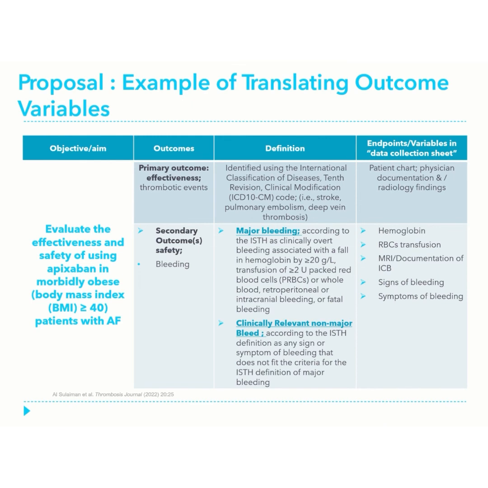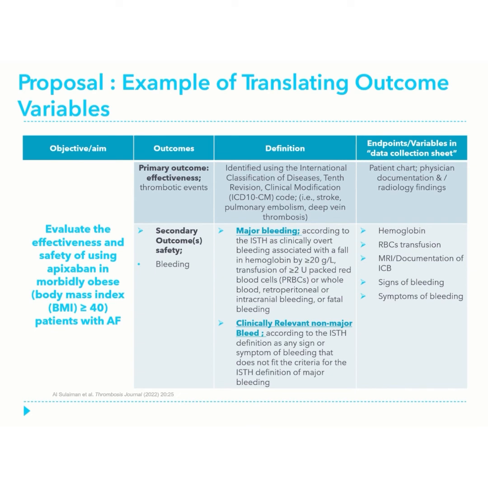So translating the outcome, as you can see here, the objective of that study is to evaluate the effectiveness and safety of using apixaban in morbidly obese patients with non-valvular AFib. So how did we identify effectiveness? It was the occurrence of thrombotic events, and the secondary outcome for safety was bleeding.